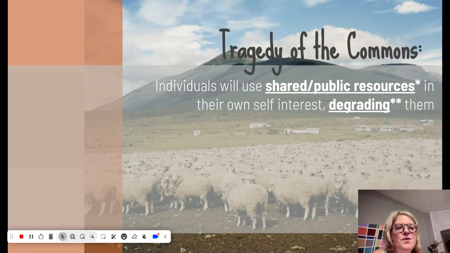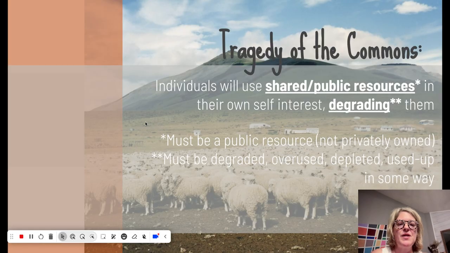All right, so individuals will use both shared and public resources in their own self-interest, degrading them. That is what the tragedy of the commons is all about. And so the keys to this is, first of all, it has to be a public resource. It can't be a privately owned resource. And second, the resource has to be degraded or overused or depleted or used up in some way. So that's what qualifies a phenomenon as a tragedy of the commons.